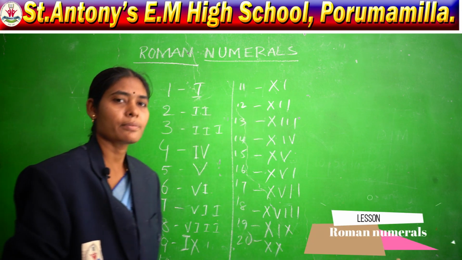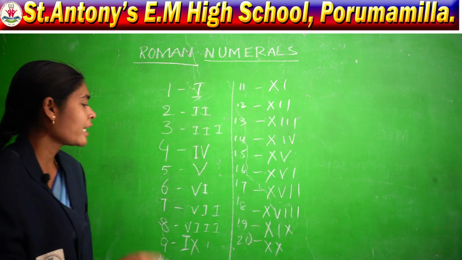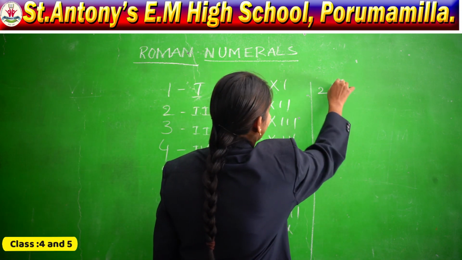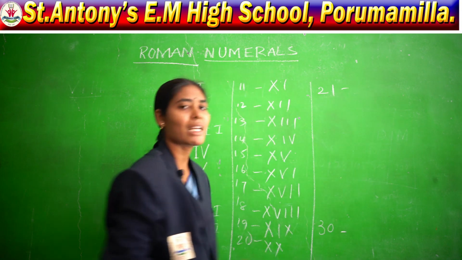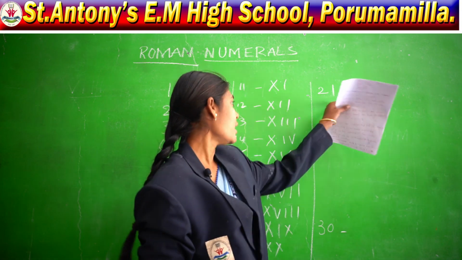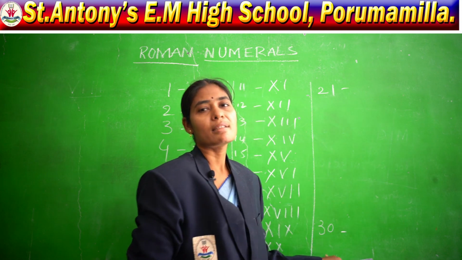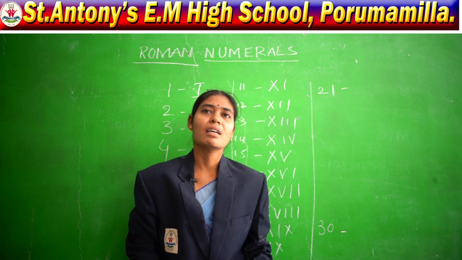Okay, that is all. Now, you learnt about Roman numerals. Next, this is your homework, ma. 21 to 30, you have to write on your own. In the next class, I will explain how to write 21 to 30 and all other greater numbers also, and some more symbols also.